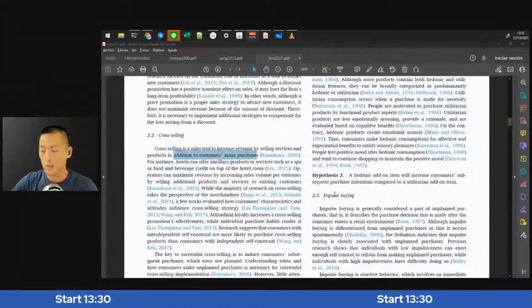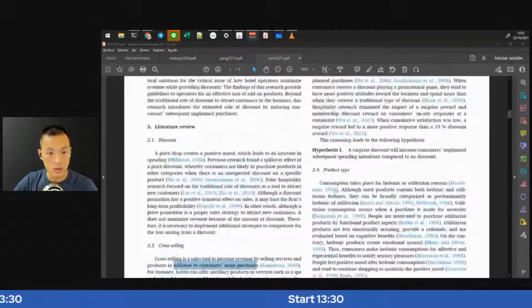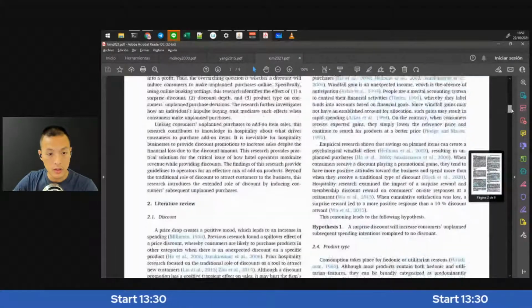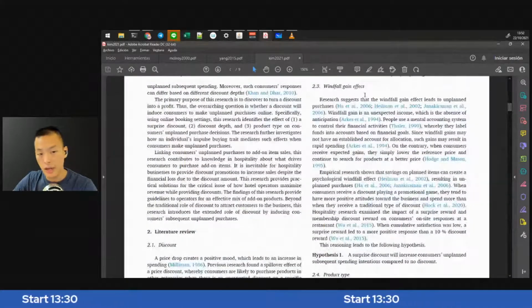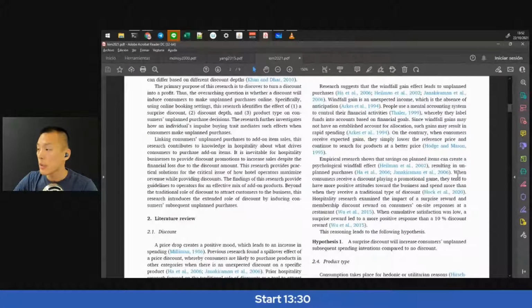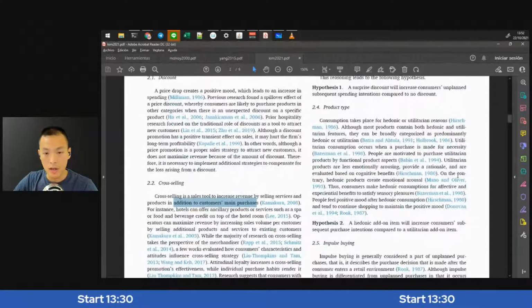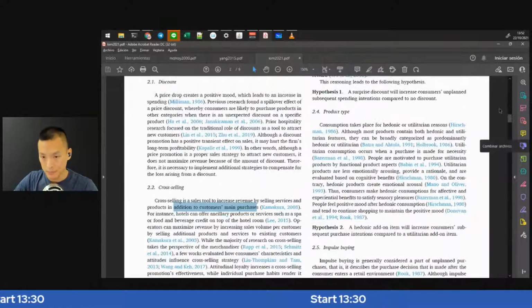And then you keep doing that. You go into 2.3 somewhere up here, the windfall gain effect, and you read about that, which doesn't really matter for us right now, so we can just skip it. And then product types. So this one, let me give you a little guidance.